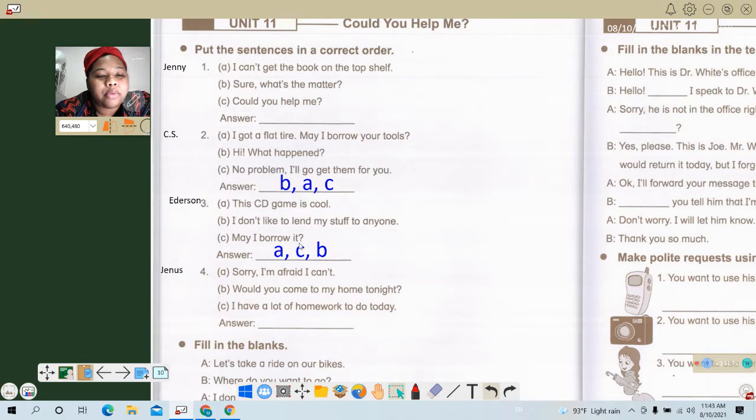Please follow. This game is cool. May I borrow it? I don't like to lend my stuff to anyone. Thank you. So Ederson, this is correct. Number 4.